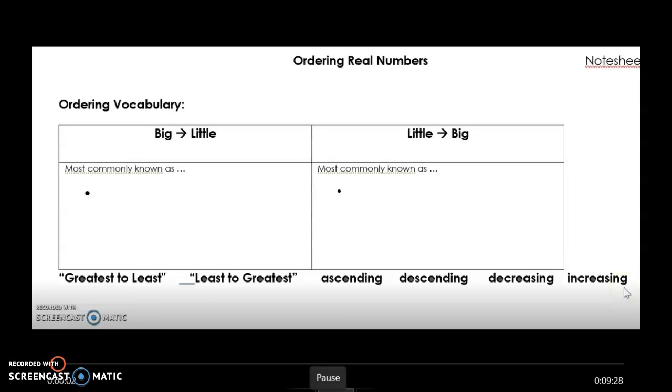On ordering those real numbers. So we looked at how to convert and compare numbers. This takes it just a step further, and we're going to look at if you're given multiple numbers, can we put them in a certain order?